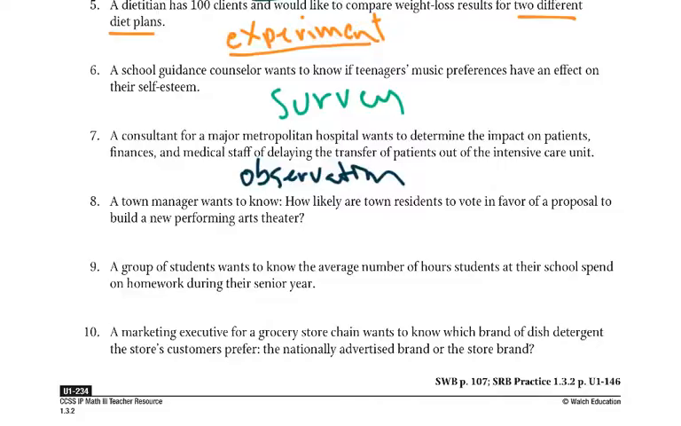Okay. A town manager wants to know, how likely are town residents to vote in favor of a proposal to build a new performing arts theater? So, this one would be pretty simple. Okay, you'd probably want to do a survey, right? And just ask them, are you in favor or not? Most likely you won't be able to do the whole town, depending on the size, but if you're building a new performing arts theater, you probably have a pretty big town, so it would most likely be a sample survey. And most surveys are sample surveys, by the way.